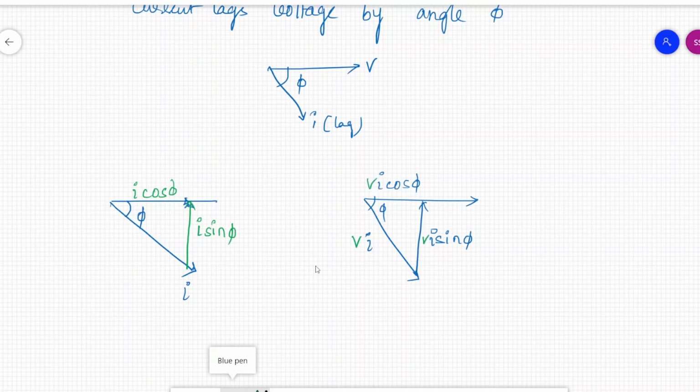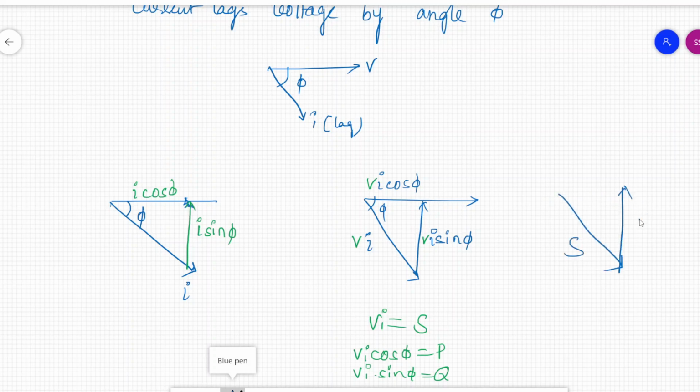So what is V into I? That is nothing but our apparent power S. What is VI cos phi? That is nothing but our real power, that is P. And VI sin phi is our reactive power, that is Q. So I can replace these vectors with our power vectors: this is S here, this is Q here, and this is P here, having a phase angle of phi.